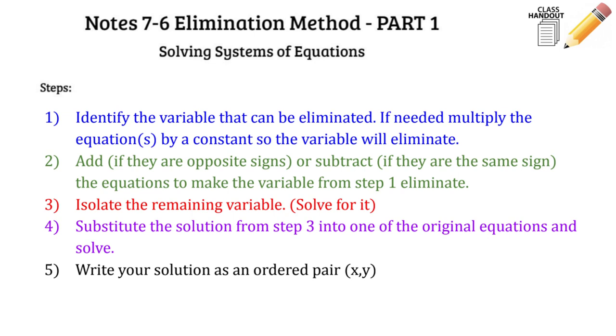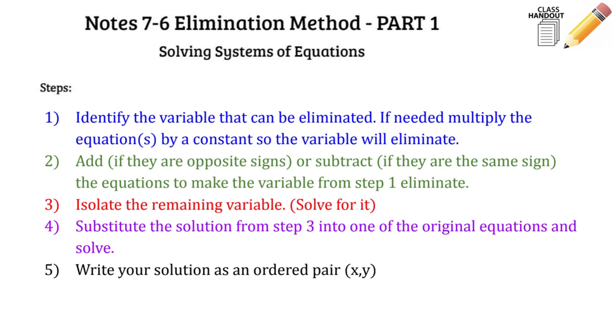Then we're going to isolate the remaining variable, which means we're going to solve for it. Then, like we did with the substitution method, we're going to substitute the solution from step 3 into one of the original equations and then solve for the other variable. Then we're going to make sure we write our solution as an ordered pair, because remember, when we solve a system of equations, we're looking for an ordered pair, an x and a y, that makes both equations true.